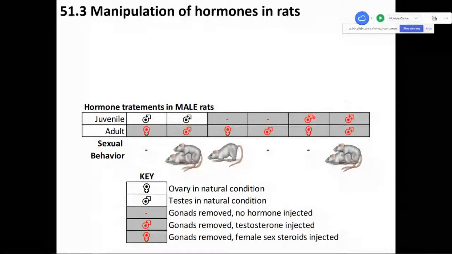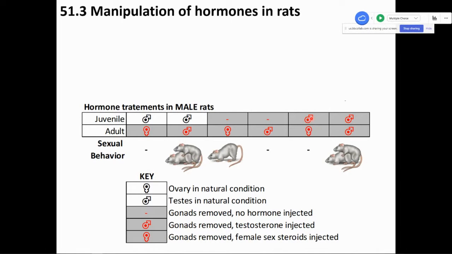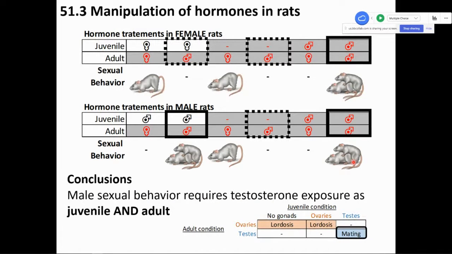And in the final stage, they implanted testosterone in the juvenile stages after they'd had their testes removed, and then gave them female or male sex hormones as adults. And the only thing that happens is the one with the male hormone implants engages as a typical male. So the outcome of these experiments was that male sexual behavior requires testosterone exposure as a juvenile and as an adult. If you look through all these different treatments, mating behavior here, here, and here, in each one of the examples, you have the testosterone as a juvenile as well as an adult, okay?